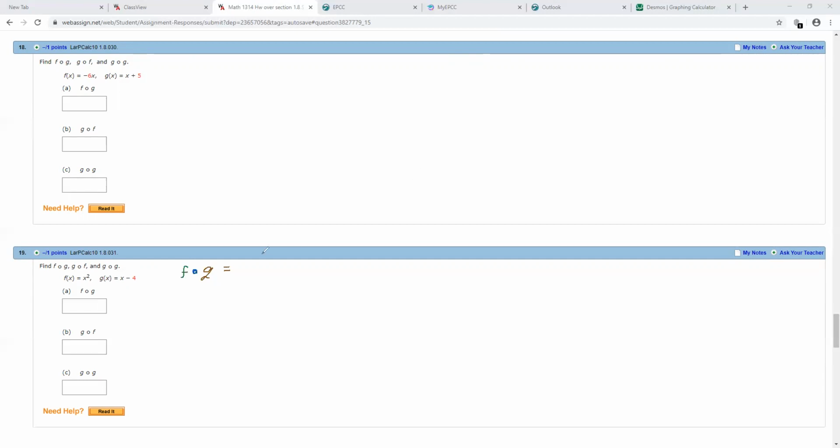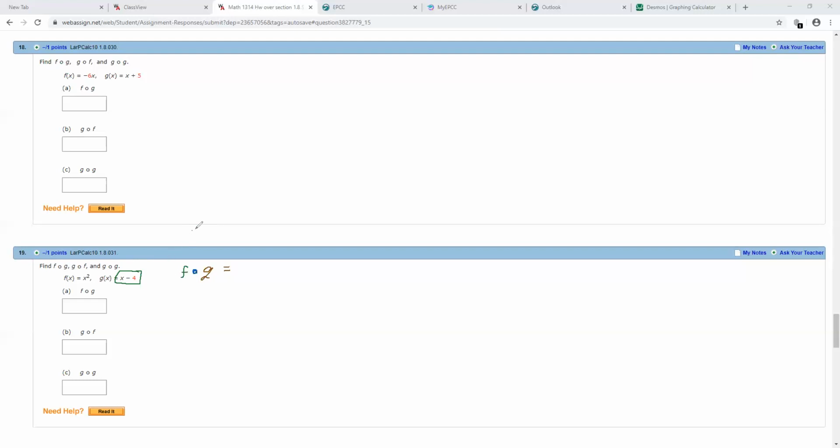It means put the second function that's written after the little composing open circle, and we're going to substitute the G function into whatever is written first. So look right here, everyone. William, what is the G function? What does the G function happen to be? X minus 4.